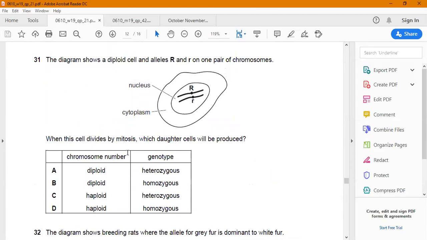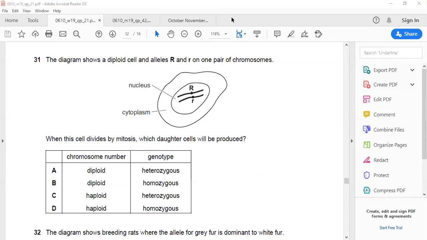So when this cell now divides by mitosis, which daughter cells will be produced? What do y'all think is the answer? What will be the chromosome number if it divides by mitosis? What will be the genotype if it divides by mitosis? Diploid, excellent, and heterozygous, excellent.